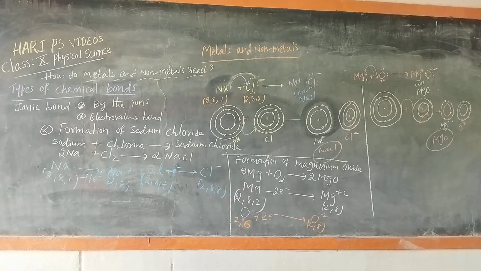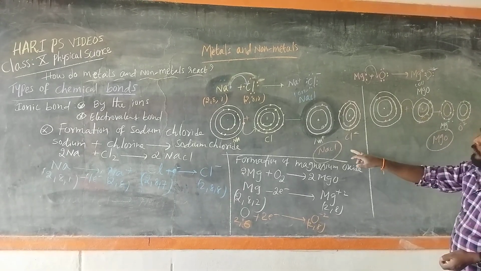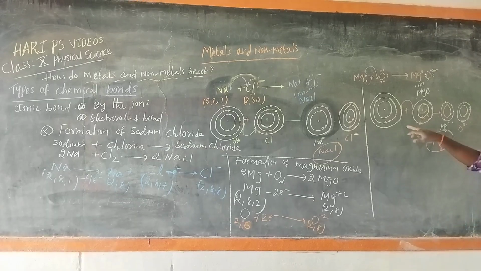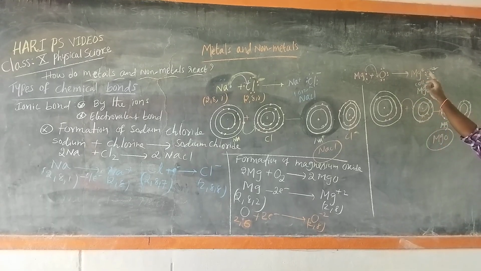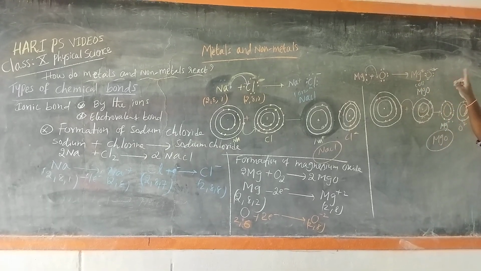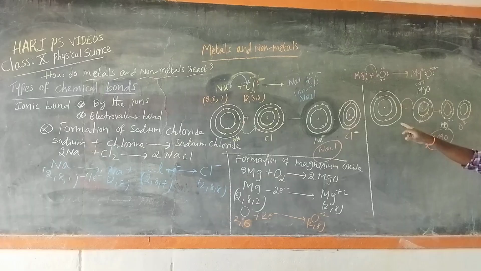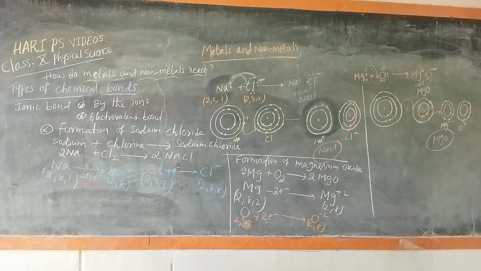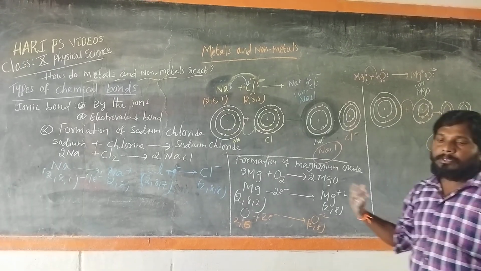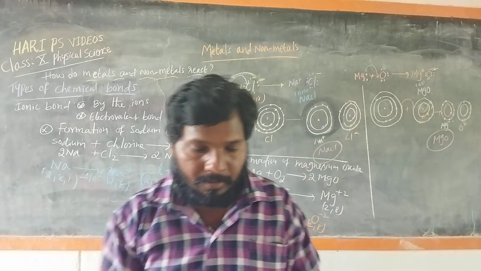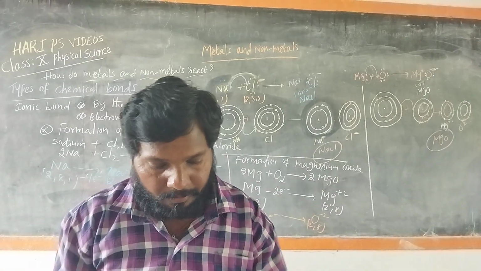This way, magnesium oxide is formed. Here sodium chloride is formed. Magnesium forms the magnesium ion, and oxygen forms the oxide ion. Both having opposite charges, a strong bond is formed. This is the representation of the ions. Similarly, calcium oxide and magnesium oxide are formed.